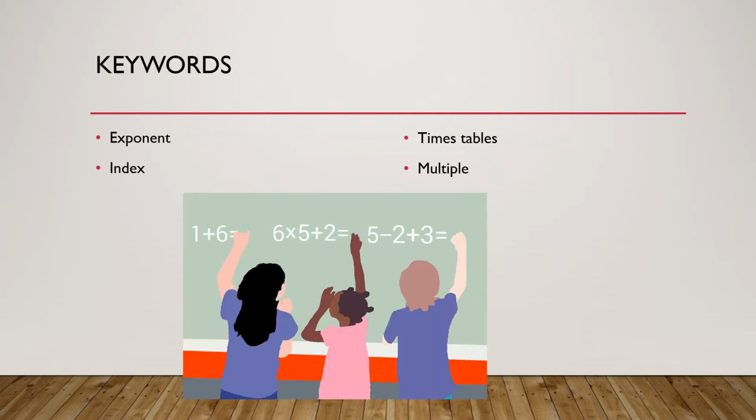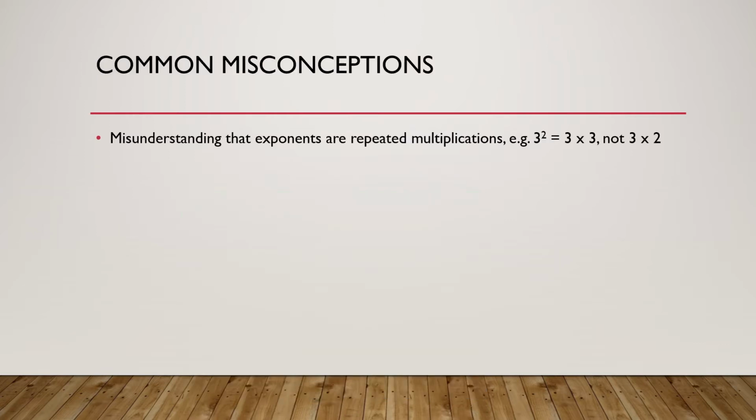The key words for today's session are exponent. Now, an exponent is a mathematical term for how many times a number is multiplied by itself. Index. Index notation is how a number is written. We're going to be looking at that in a moment. Times tables are our multiplication tables, and how to multiply is looked at in a separate lesson where we look at how to multiply using several different methods.